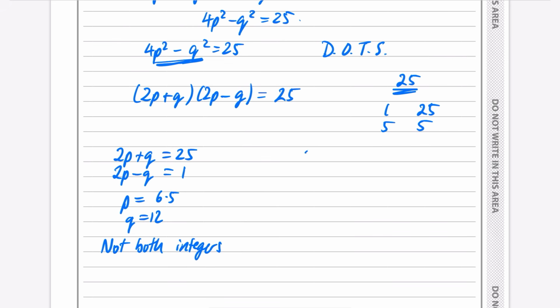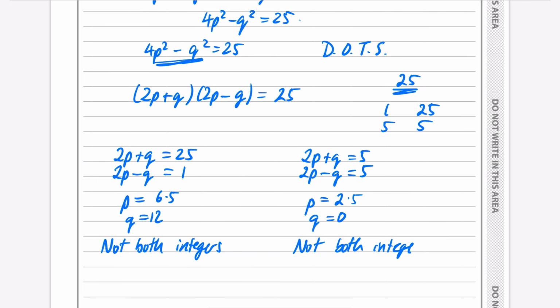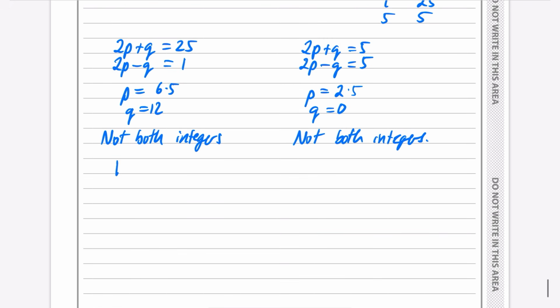And then we could have said that 2p plus q is equal to 5 and 2p minus q is equal to 5. That's the only other possible thing that it could be. Now, if I go to the equation solver, you can imagine what's going to happen here. We get that p must be equal to 2.5 and q must be equal to 0. And again, they are not both integers. So we have a contradiction, as we don't have any integer solutions.